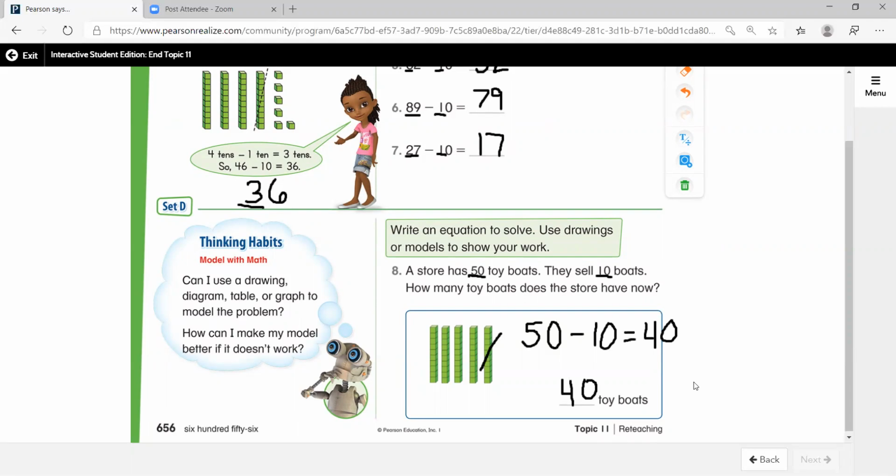This concludes our set review for topic 11, and I hope that you found it helpful in checking your answers. Make sure you use this as your study guide as you prepare for our topic 11 test.